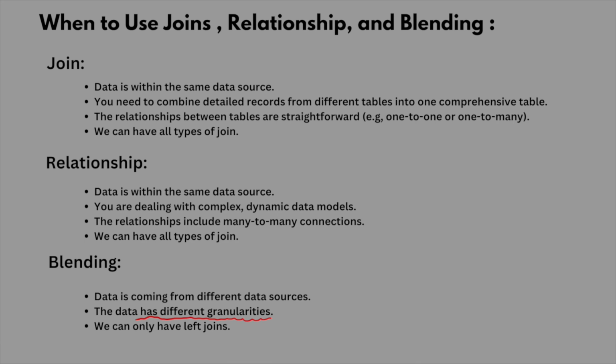And the only thing that I forgot to mention is that blending is a left join. So we cannot use an inner join, outer join or right join. The only type of join that happens in blending when we create a visualization is the left join. So that's something that I forgot to mention here.